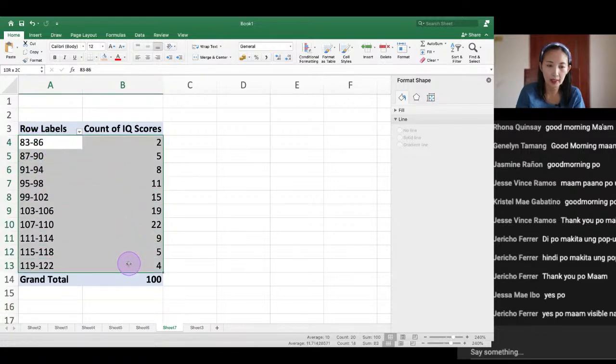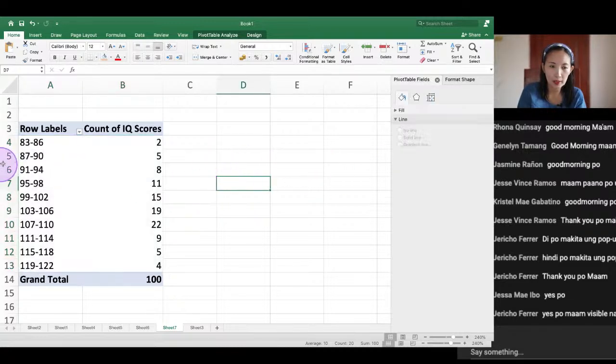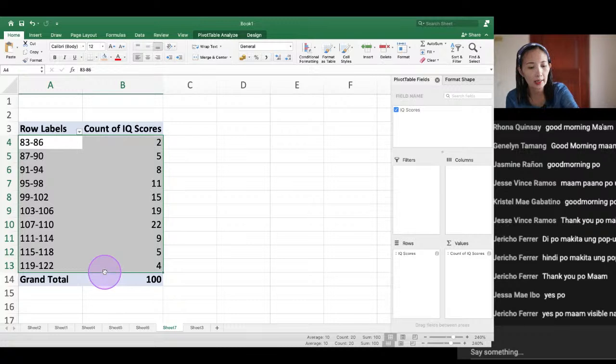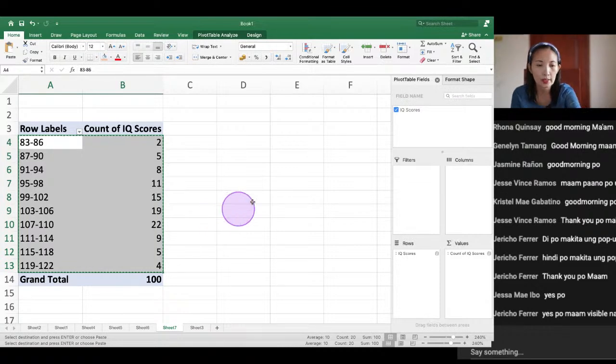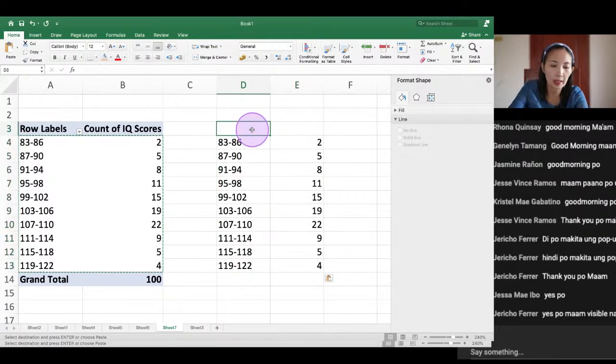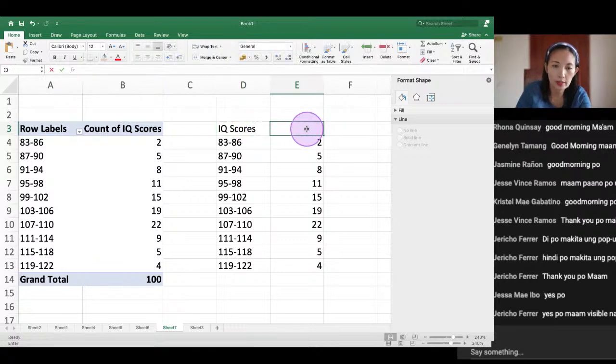Just copy, excluding the labels. Otherwise, the pivot table will also be copied. So, exclude the labels. I'm just going to highlight the rows, or should I say, the classes and the frequencies. Control C and paste it anywhere, or in a new sheet if you want, or within that same sheet, no problem. And I'll just label this as IQ scores and frequencies.